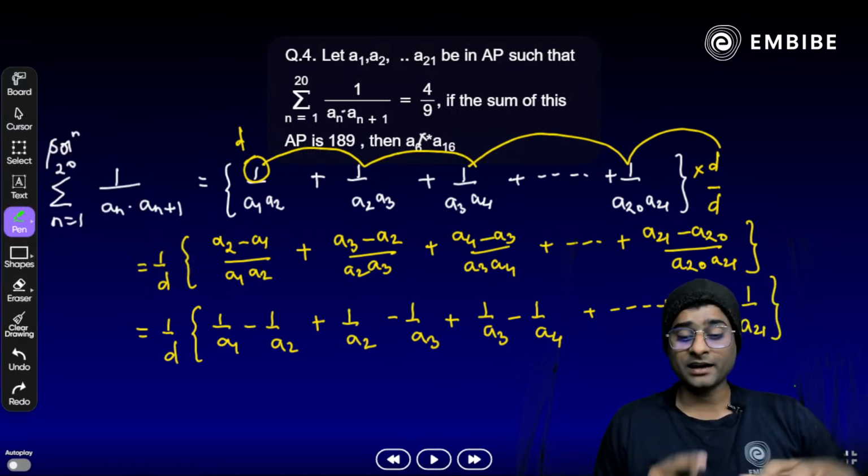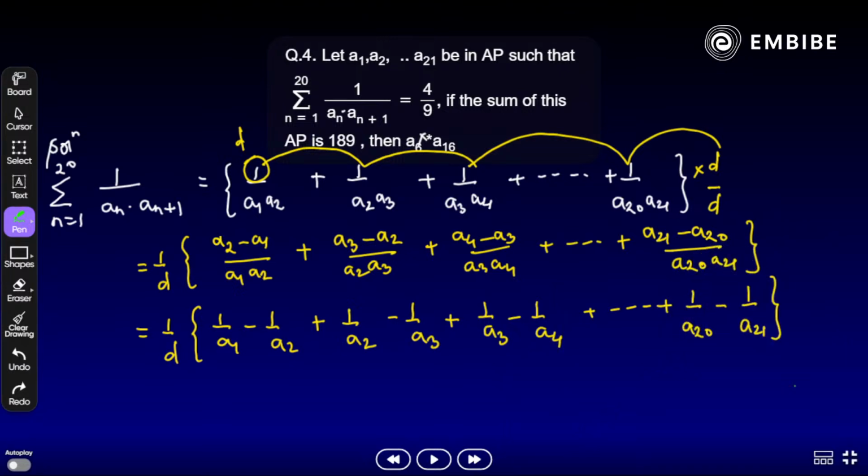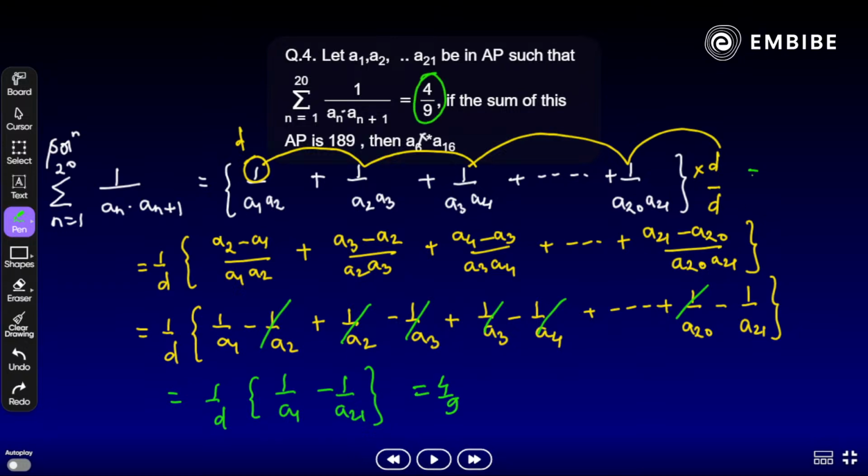Yes, अब ब्रैकेट में काफी कुछ टर्म आपकी कैंसिल आउट हो रहे हैं. Is it? Exactly, just cancel out. These terms will cancel out. What left here? Only two terms. 1 by d, yes, 1 by a1 minus 1 by a21 here. Clear? Yes, and remember this whole value is equal to 4 by 9. Remember, okay, don't confuse. ये सारी वैल्यू आपकी 4 by 9 के इक्वल होगी.